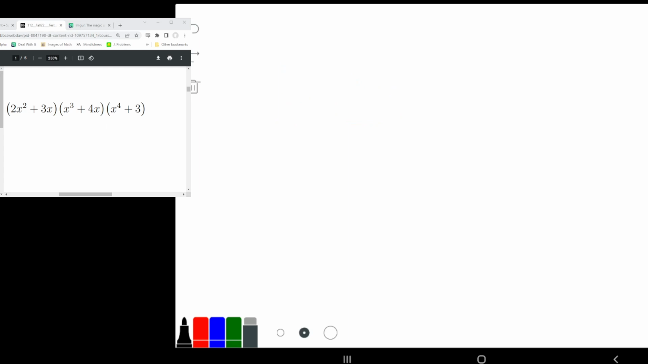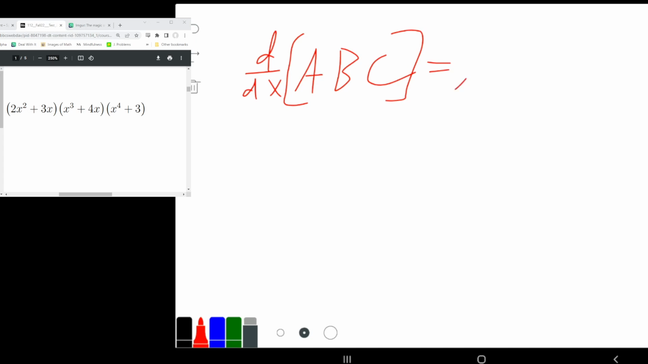I'm gonna do it line by line because remember, since this is a, b, c that we're taking the derivative of, it's going to be a prime b c plus a b prime c plus a, b, c prime. And each of these capital letters here are binomials like 2x squared plus 3x or x cubed plus 4x. So all of these derivatives are going to be kind of lengthy, so I'm going to write each of these on their own line.